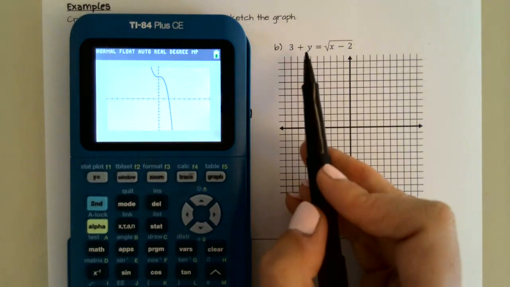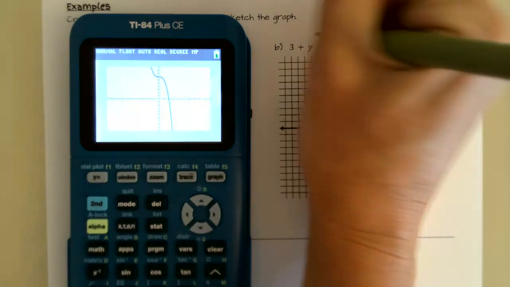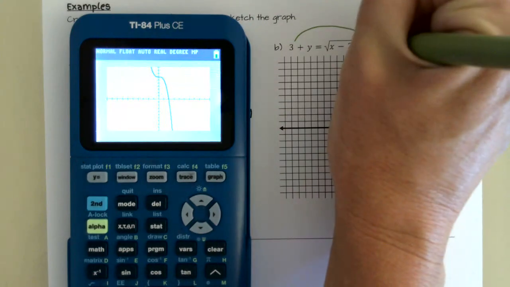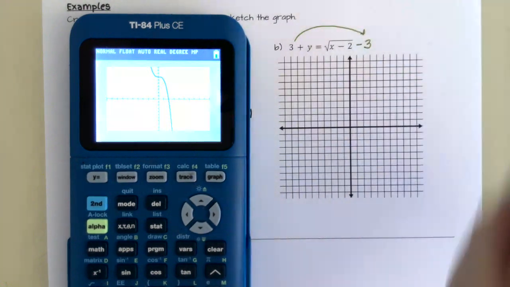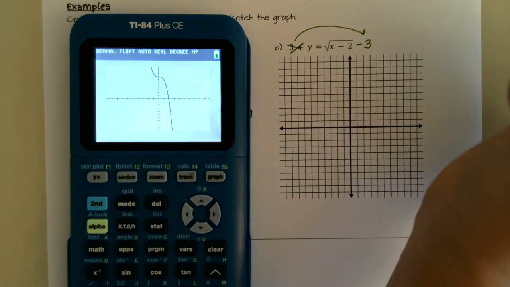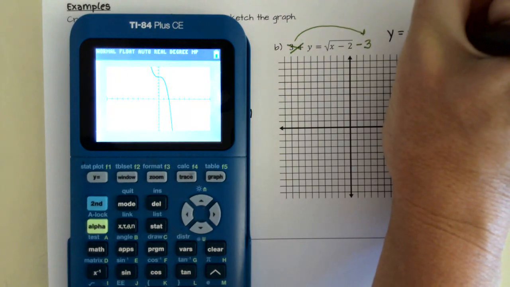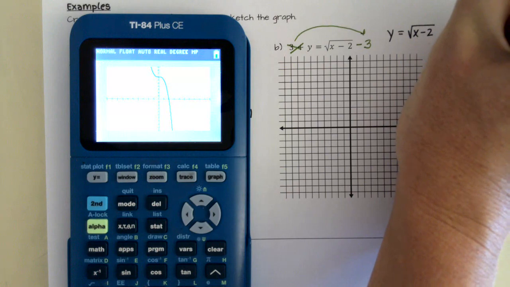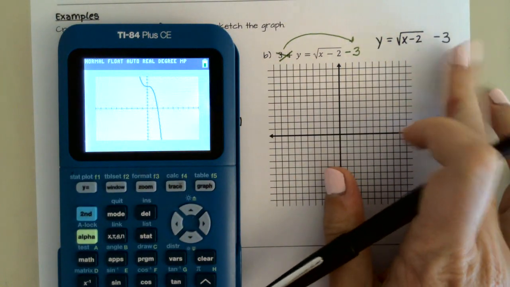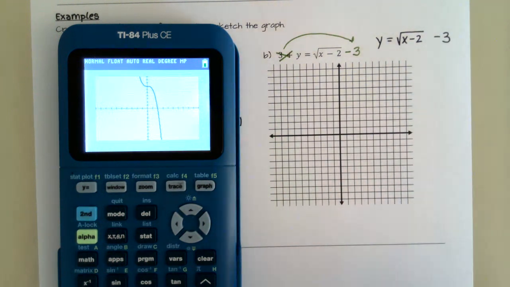This guy does not say y equals. So the first thing I'm going to do is I'm going to move this +3 over to this side. So, when I move a positive over, it becomes a negative. So now I'm plugging into my calculator y equals the square root of x minus 2 minus 3. Notice this -3 is not in the square root sign. It's outside of the square root sign.